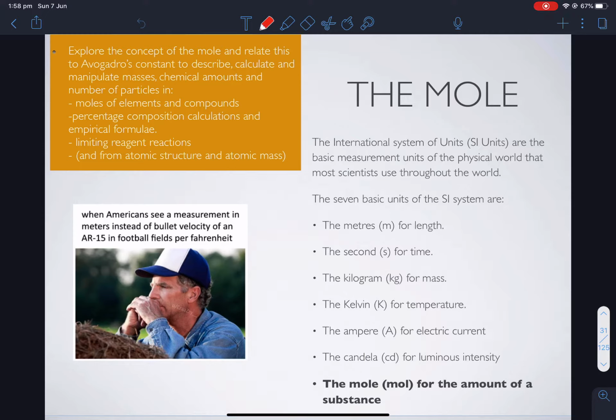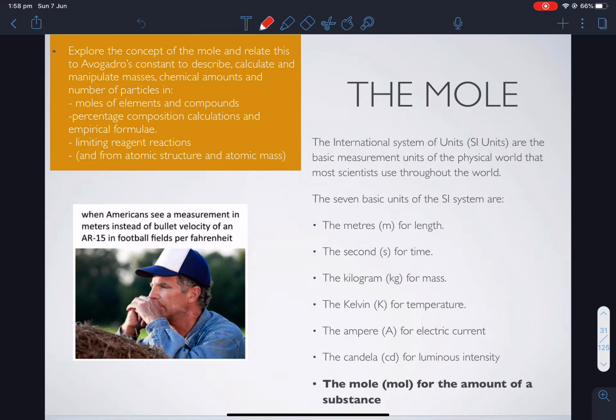So, our syllabus point, top left yellow: explore the concept of the mole and relate this to Avogadro's constant. Yeah, we're going to learn what that is. And describe, calculate, and manipulate masses, chemical amounts, and number of particles. So this mole concept links masses to chemical amounts and number of particles. It goes on to say we need to know the moles of elements and compounds, percentage composition, limiting reagent. It's covering the rest of this chapter basically.